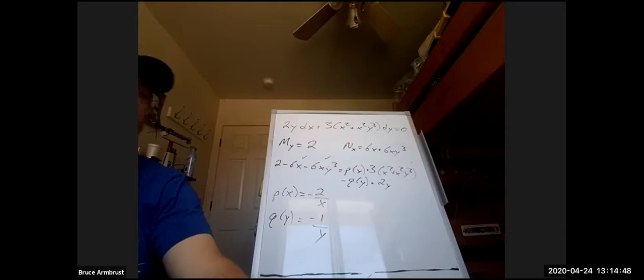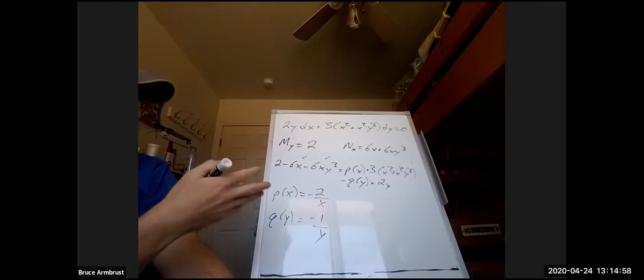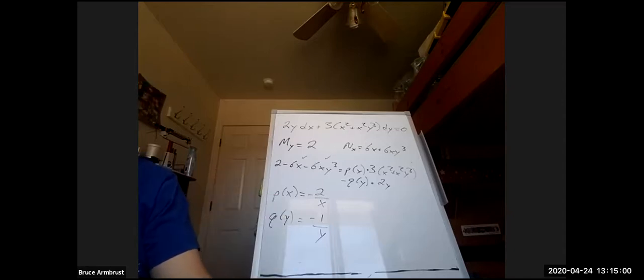right? We got our p and our q such that this m y minus n x can be written as a product of these p's and q's times the m and the n. All right, so far so good? I'm seeing head nods, thumbs up. All right, so now what do we do with these?